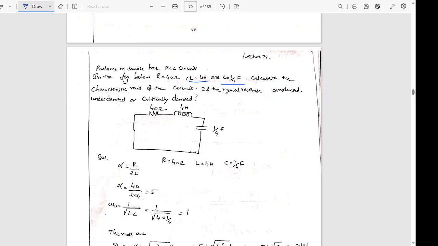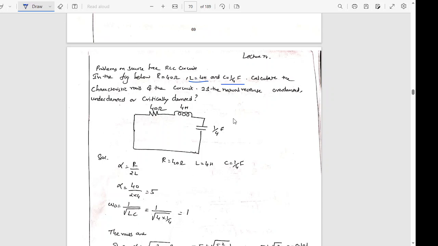Which means I need to find S1 and S2. And is the natural response overdamped, underdamped or critically damped? So this is the question asked. We need to find out whether the response is overdamped, underdamped or critically damped. So we need to know the three cases. How do we decide which it is? Those things we are supposed to know in order to solve this problem. If you don't know, please refer to lecture 1 of unit 4.